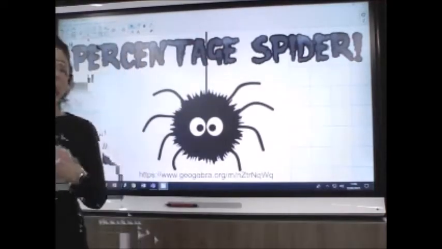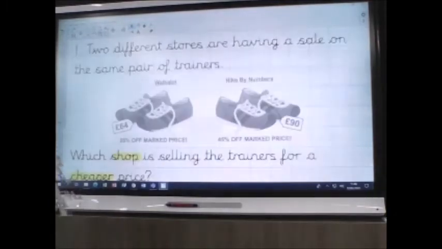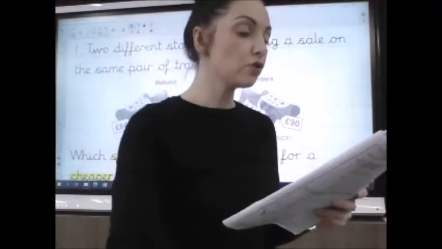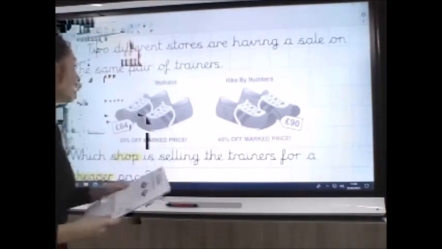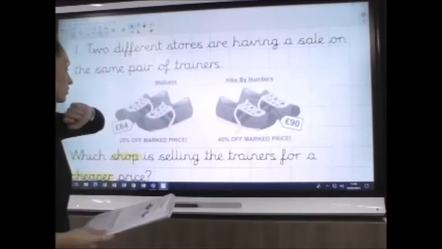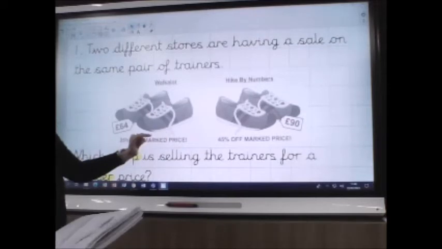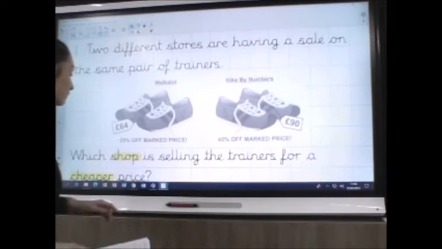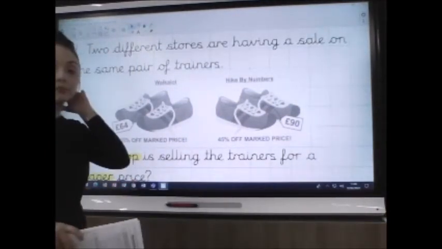So turn to page 34 in your stretch book. Okay, your first question then says 2 different stores are having a sale on the same pair of trainers. Okay, so you've got Walk a Lot, which is the name of the store, and Hike by Numbers, which is the name of the other store. Okay, this pair is £64 and it says 25% off the marked price. And this pair are £90 and it says 45% off. Okay, so it says which shop is selling the trainers for a cheaper price?